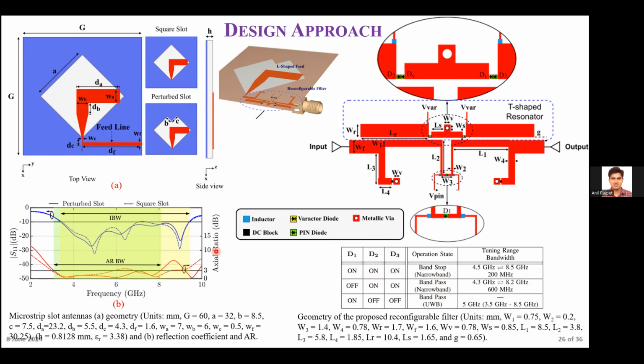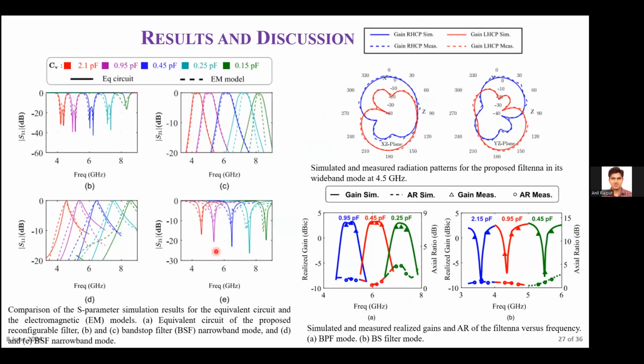By doing this, they have achieved different types of responses. This one shows different bands at different capacitance values of the varactor diodes, because they are using the same varactor diode in the entire design. This capacitance is utilized for this band, and this capacitance is utilized for this band. Here they also utilized it for band stop filtering. This one is the radiation pattern, and they achieve the circular polarization.